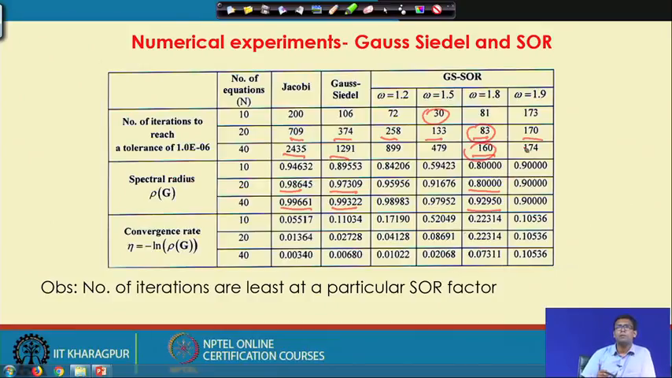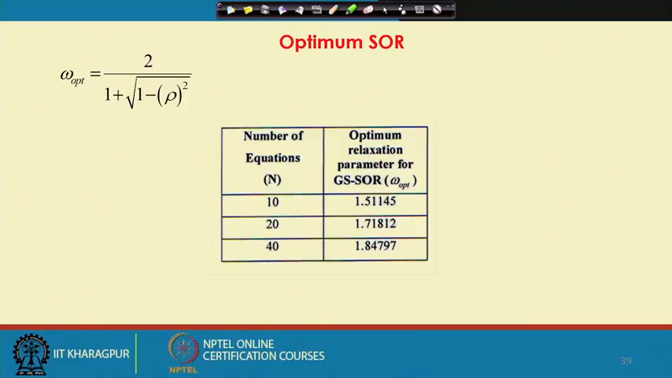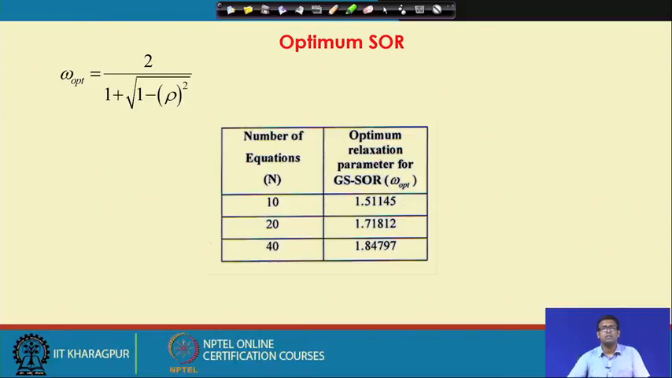So, there is an optimum SOR factor for which the number of iterations is smallest, and we can calculate it using the formula given earlier: for 10 it is 1.51, for 20 it is 1.7, and for 40 it is 1.84. These are the values for which we get the least spectral radius. After that, the spectral radius will increase, as will the number of iterations. However, we can reduce the spectral radius significantly using successive over-relaxation, and that is how we can reduce the number of iterations substantially.